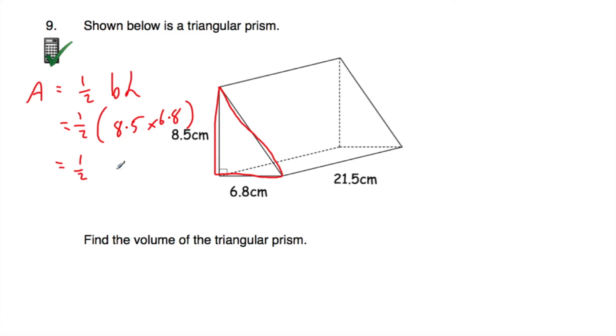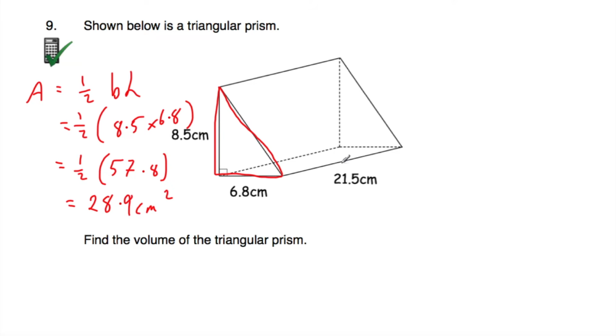So I'm going to times them together, and then I'll half it. On my calculator, I can just type in 6.8 multiplied by 8.5, and that's equal to 57.8. And then I'm just going to divide that by 2. So divided by 2 is equal to 28.9. So 28.9 centimeters squared. So that's the area of that triangle, which is the cross section of that prism.